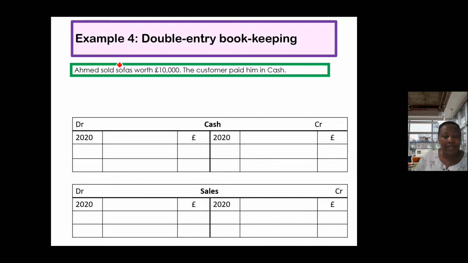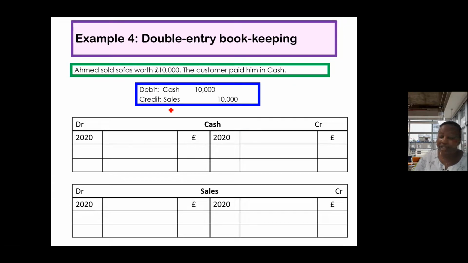So Ahmed is into the business of selling sofas. He has made a sale of 10,000. So we have sales, and then here we have the customer paying him cash. So the two elements of the transaction are sales and cash. You identify those two, sales and cash.